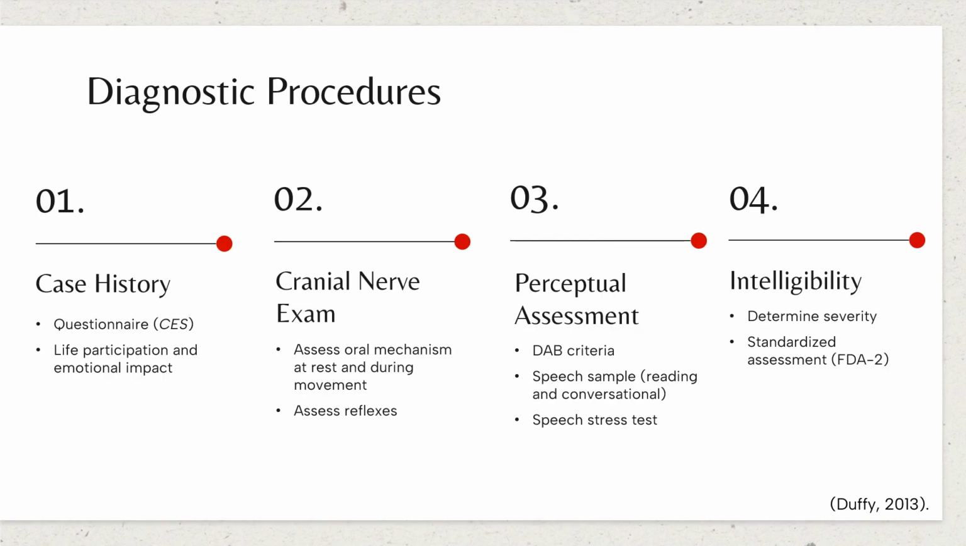Here is an overview of the diagnostic procedures that were carried out. We started with the case history, which was just discussed, and added a questionnaire to address life participation factors according to the International Classification of Functioning, Disability, and Health, or ICF. Then we conducted a cranial nerve exam to aid both diagnosis and treatment planning. A perceptual assessment of speech characteristics was performed, and finally, a measure of intelligibility was taken to aid in the planning of intervention.